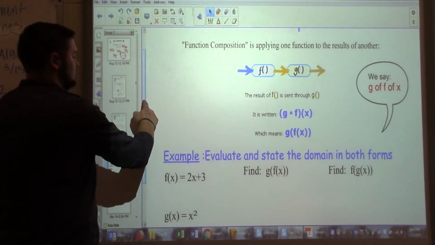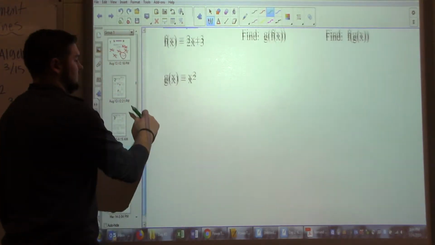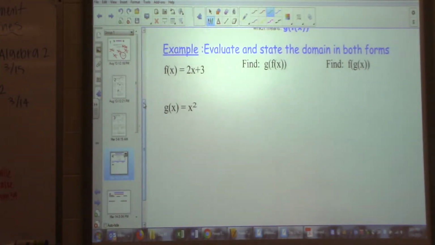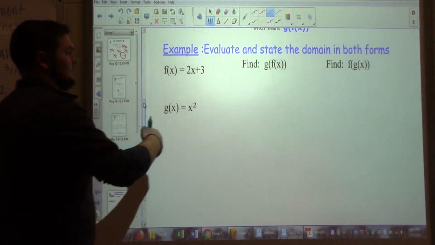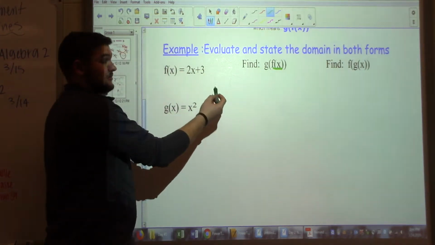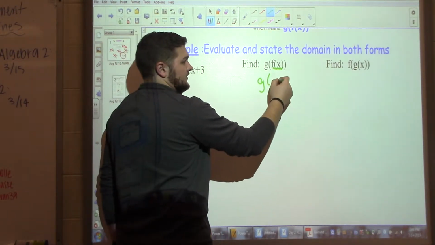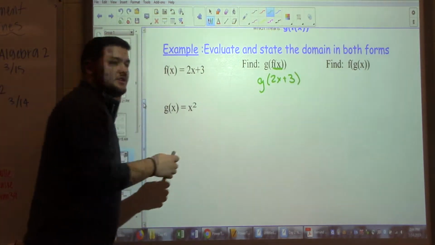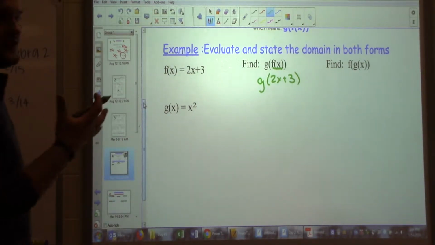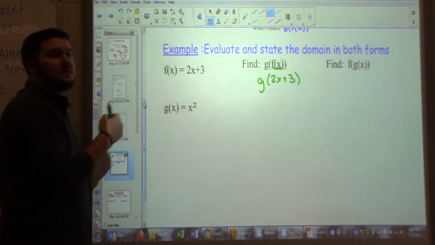So, if we're given two functions, f of x and g of x, and we're asked to evaluate a composition of functions like g of f of x, what we're going to do is take the result of f of x. We'll take what f of x equals, which in this case is 2x plus 3, right? Replace it. Make it g of 2x plus 3. Because what we're going to do is take that result, that 2x plus 3, and send it through our g function. So we're going to plug it into our g function anywhere we see an x.